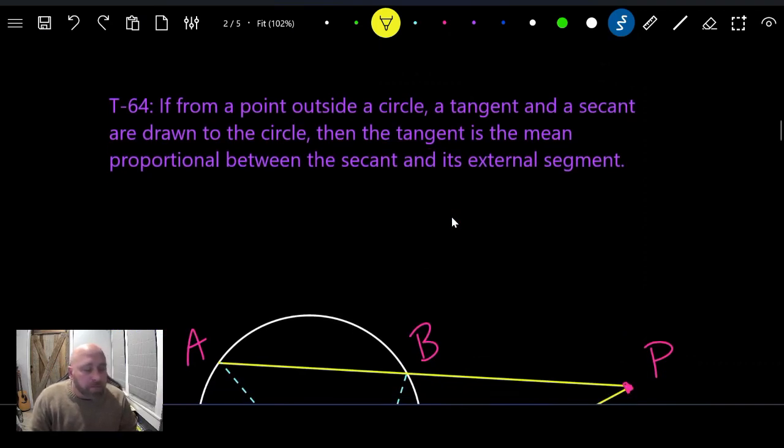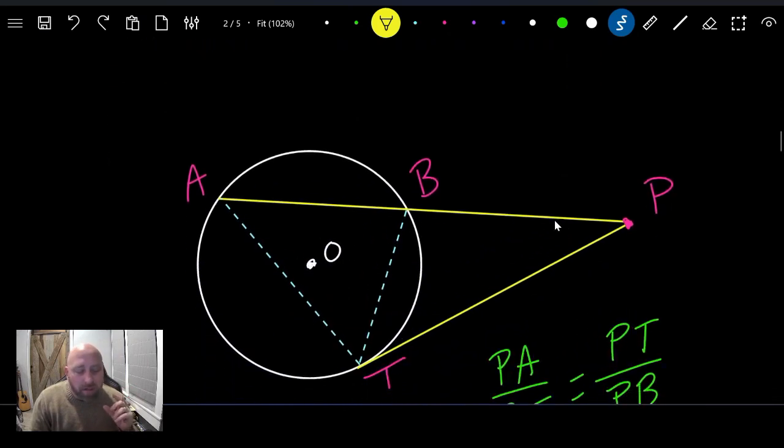Theorem 64. If from a point outside a circle, a tangent and a secant are drawn to the circle, then the tangent is the mean proportional between the secant and its external segment. Okay, so what does that mean? Well, let's first of all start with secant and tangent. Okay, so what is a secant and what is a tangent?